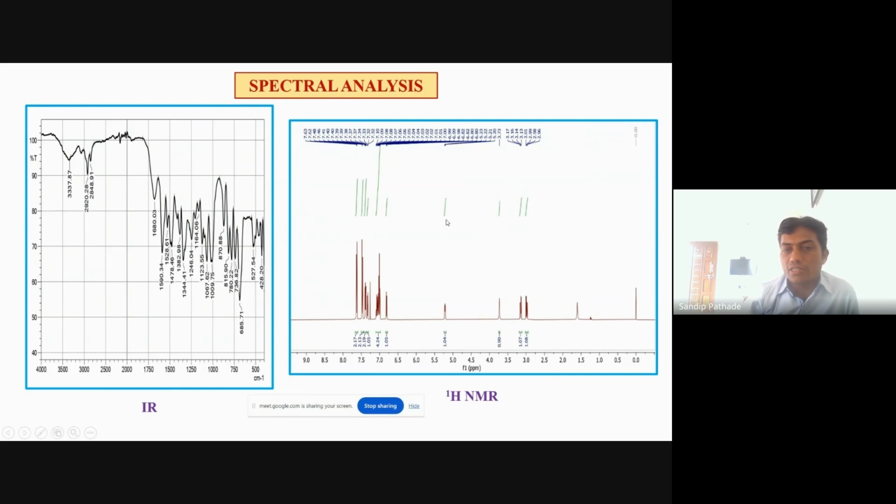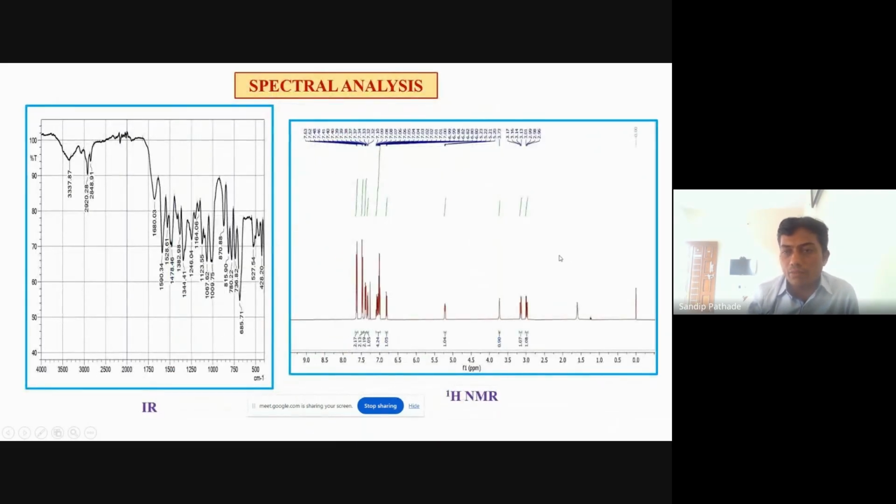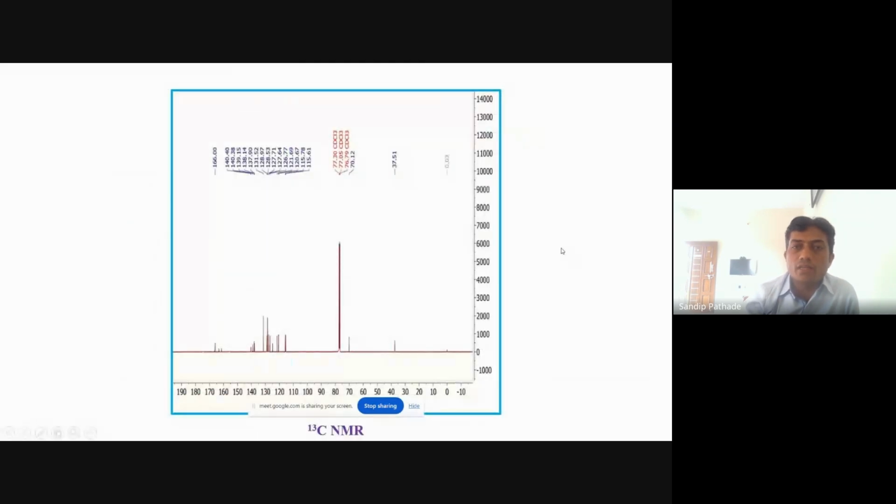This is the H1 NMR spectrum of the synthesized compound. The H1 NMR spectrum shows peaks in the deshielded region from 6 to 8 delta value, due to the presence of aromatic protons, while the peaks in the shielded region from 3 to 4 delta value are due to the presence of sp3 hybridized carbon-hydrogen bonds, and the peak at 5.5 delta is due to the presence of the NH bond. This is the C13 NMR spectrum of the synthesized compound.